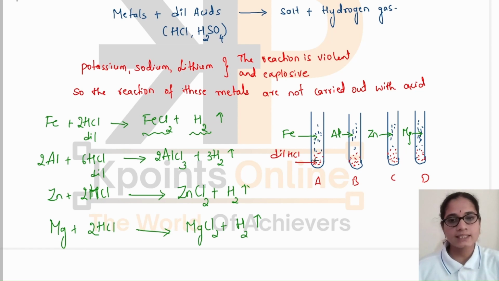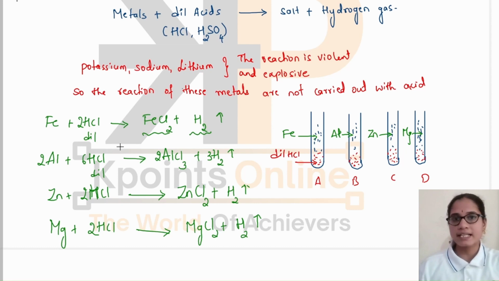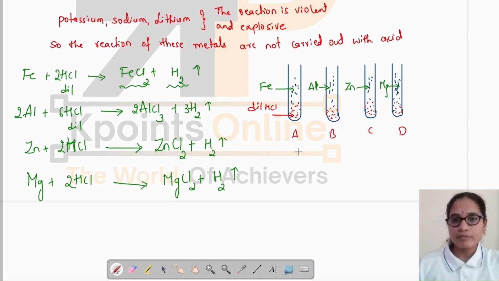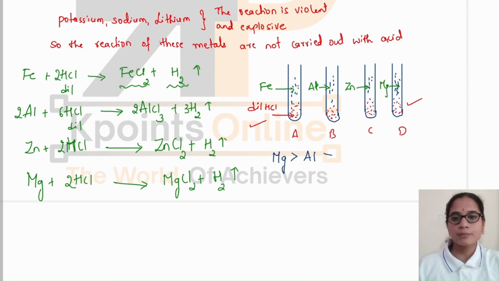As I have already said, there is a liberation of hydrogen gas, so you will observe the bubbles of hydrogen gas here. And it is observed that not all the metals show the same reactivity. The rate of reaction is different for different metals. You can see the rate of evolution of hydrogen gas, that is the rate of formation of bubbles of hydrogen, was more in the case of magnesium and less in the case of iron. So the order of reactivity is magnesium more reactive than aluminium, which is more reactive than zinc, which is more reactive than iron.